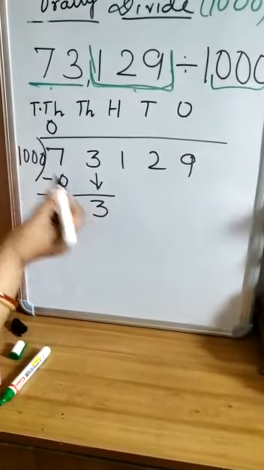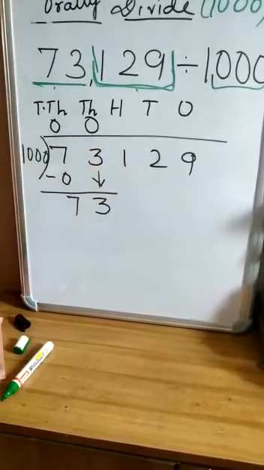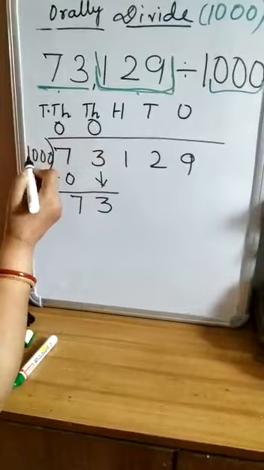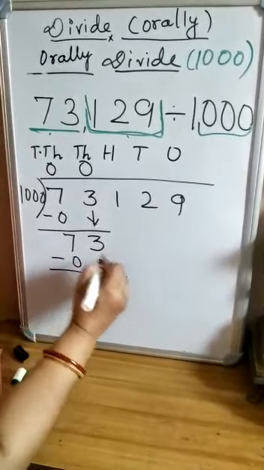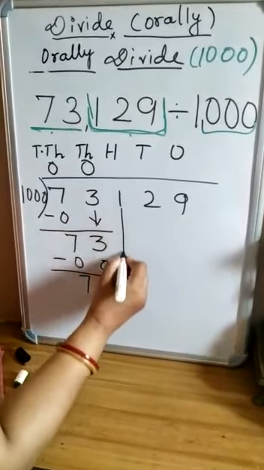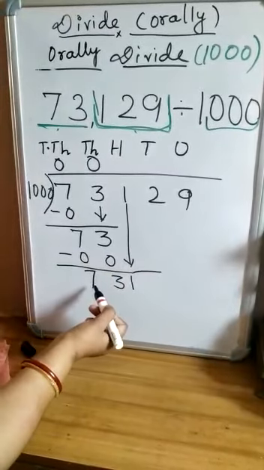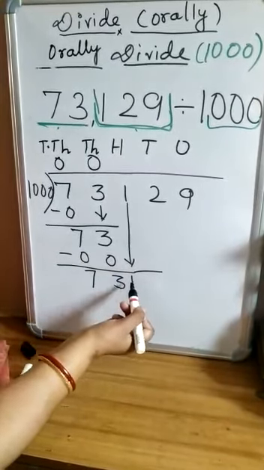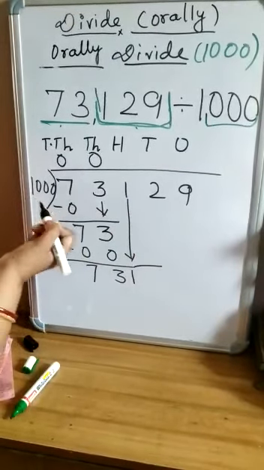73 is less than 1000, so I will again multiply by 0 at the thousands place. So 0 times 1000 is 0. So I will do the subtraction. 3 minus 0 is 3, 7 minus 0 is 7. Now I will put down this 1. So it becomes 731 what? Hundreds. So 731 hundreds will be divided by thousands.